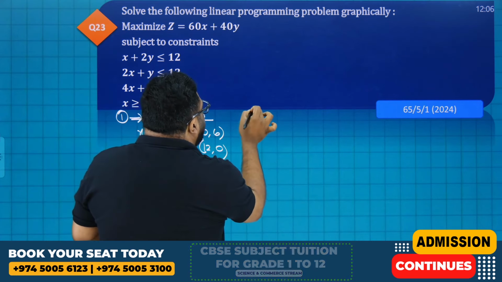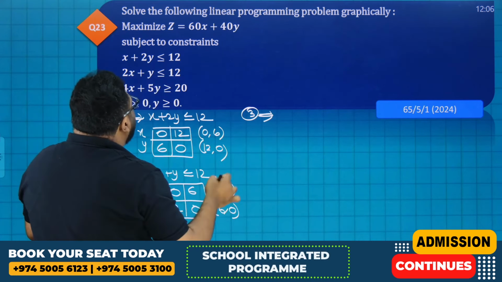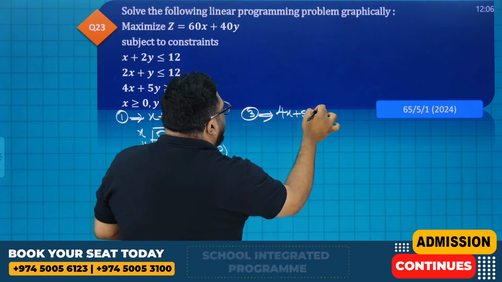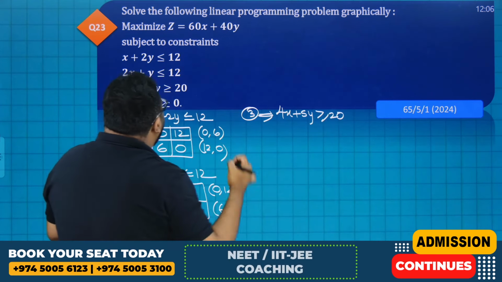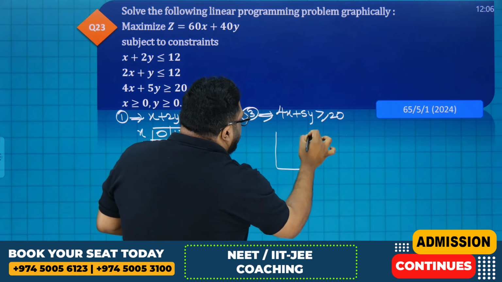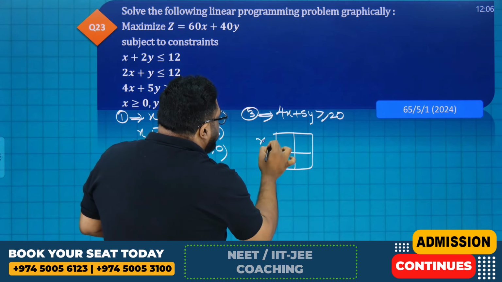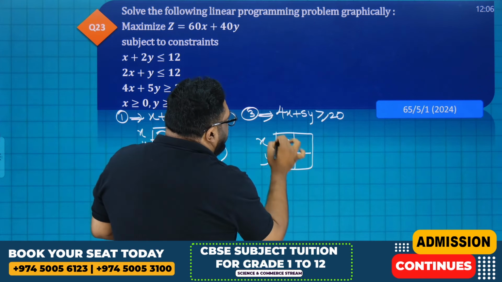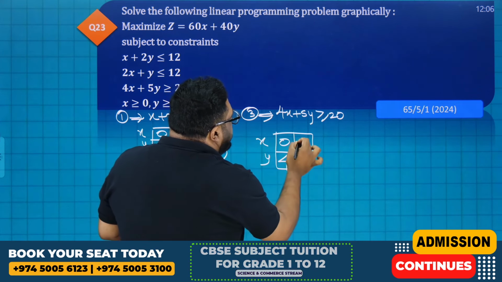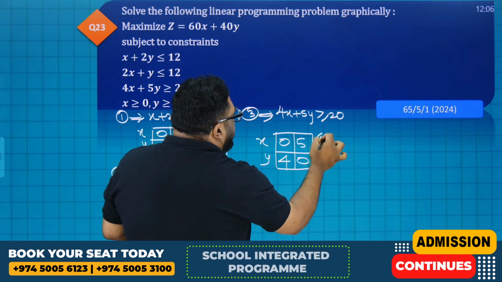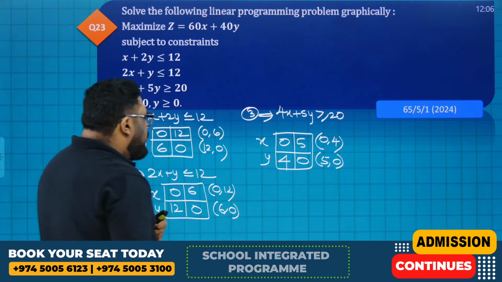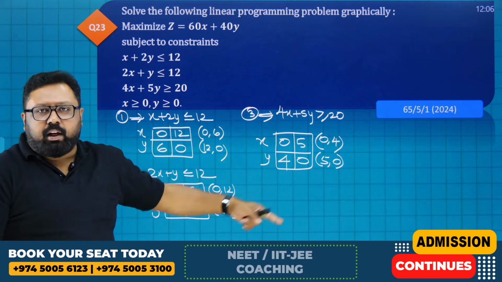Now the third equation, my dears, equation number 3 says 4x plus 5y greater than or equal to 20. Draw the line for that. So you have x, y. If x equal to 0, y equal to 4. Y is equal to 0, x is equal to 5. So the points are 0, 4 and 5, 0. So we got the corner points for all the three lines.